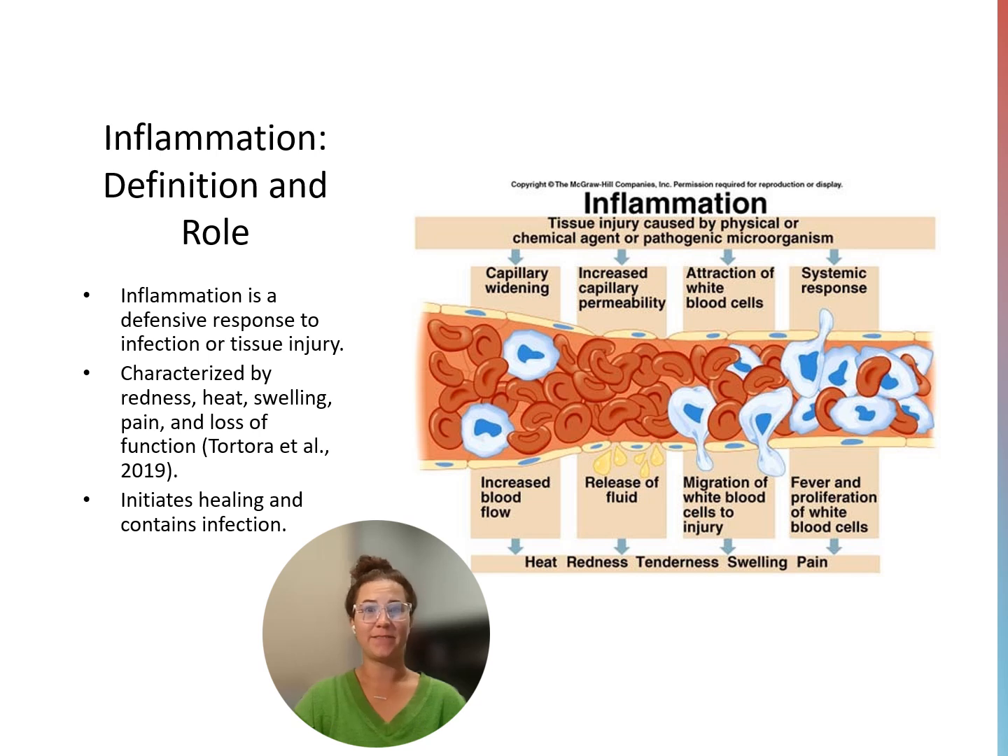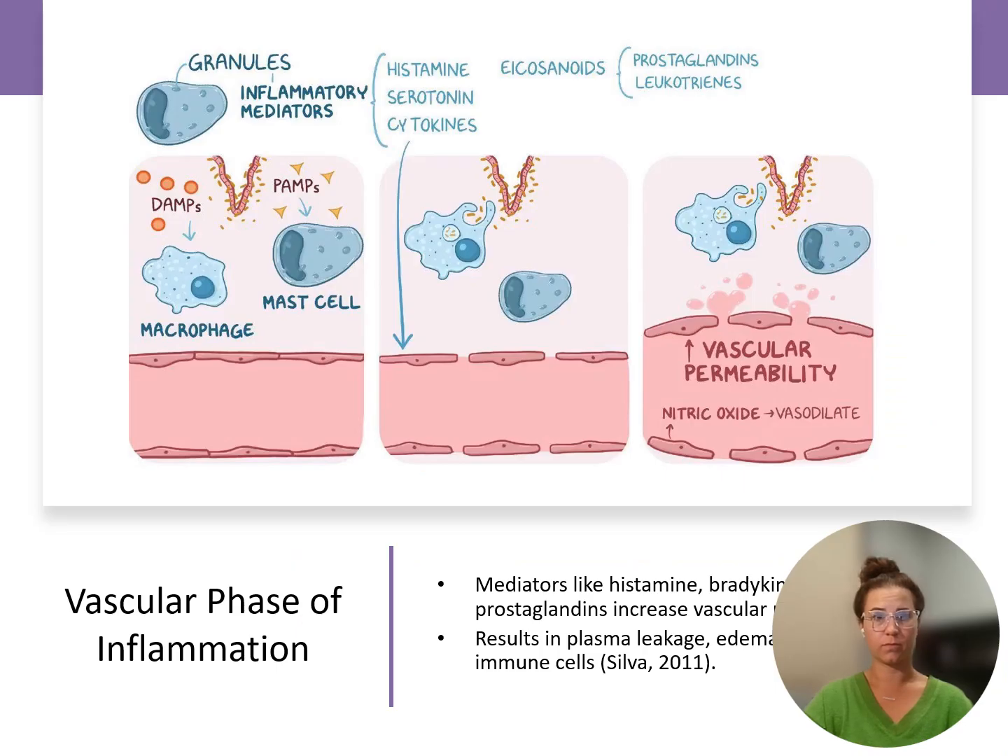Okay. Inflammation. It is a defensive response to infection or tissue injury. Inflammation begins with vascular changes. So the blood vessels dilate, or vasodilation, increasing blood flow, causing the redness and warmth associated with inflammation. Simultaneously, the permeability of blood vessels increases, allowing plasma proteins and leukocytes to leave the bloodstream and go into the tissues.